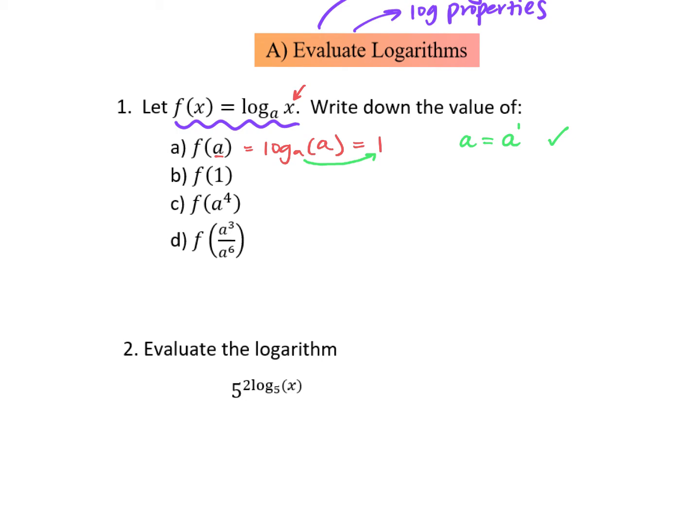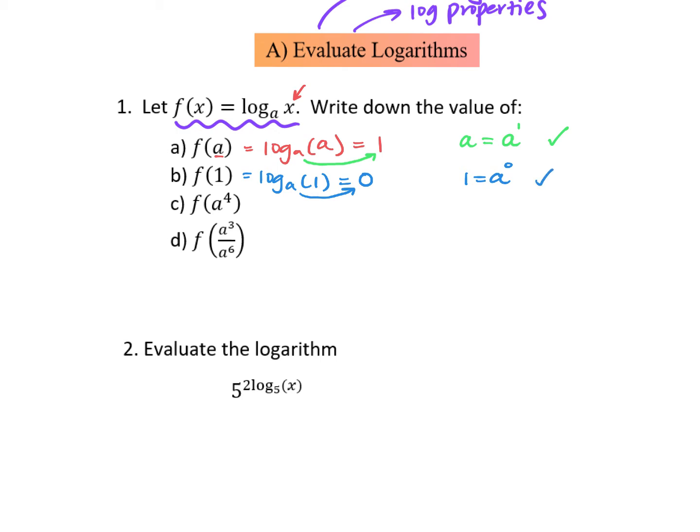In the second one, we have f of 1, so I'm going to plug 1 into the argument. Whenever the argument is 1, this will always simplify out to 0. Again, changing it into exponential form, 1 is equal to a to the 0th power. This is true. Anything to the 0th power will always equal 1.